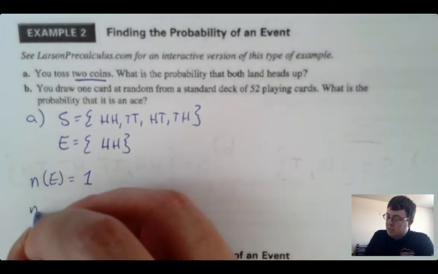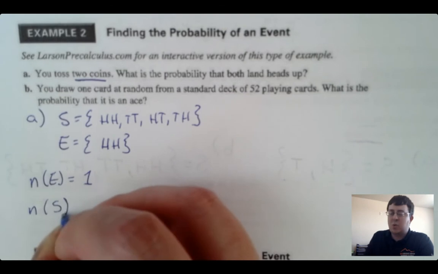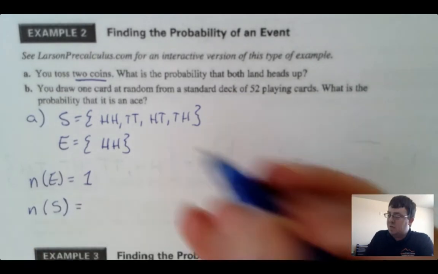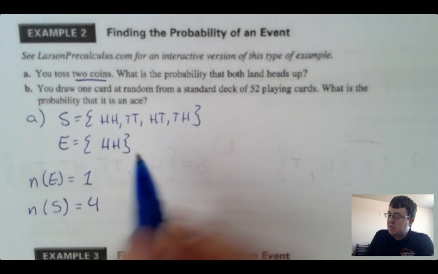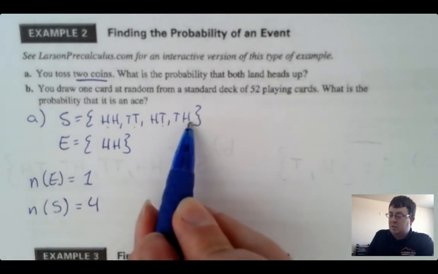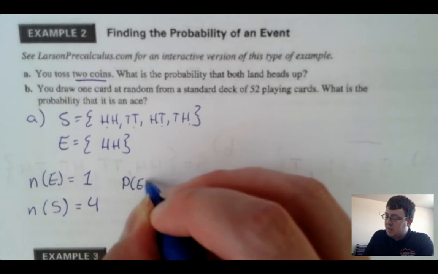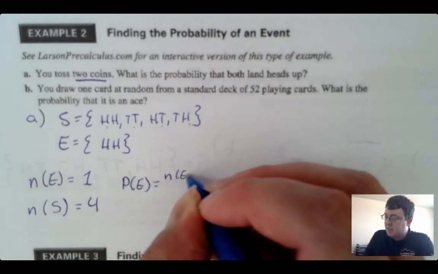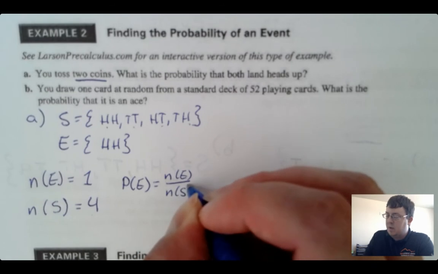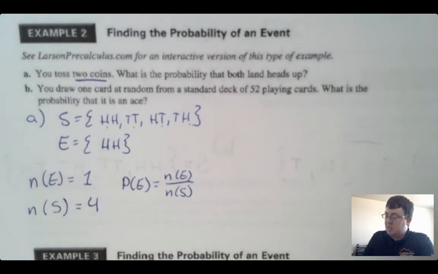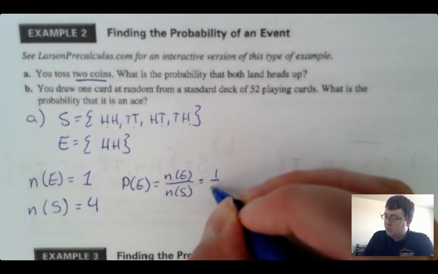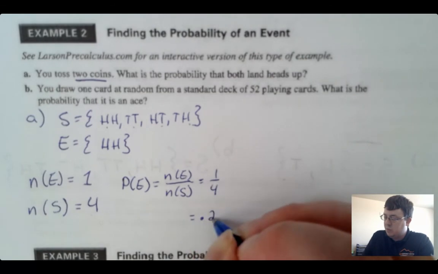The total number of outcomes in the sample space is 4. There are 4 different things that could happen. So 4 in my sample space. The probability of this event then is just the number of times I get the event over the number of outcomes in my sample space, which is just 1/4. Or if you want to put it as 0.25.